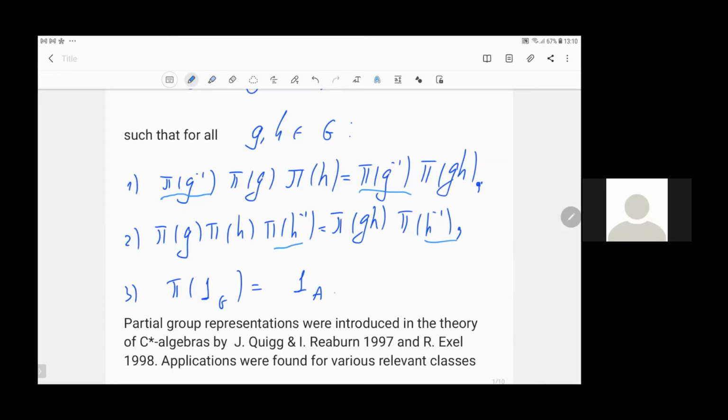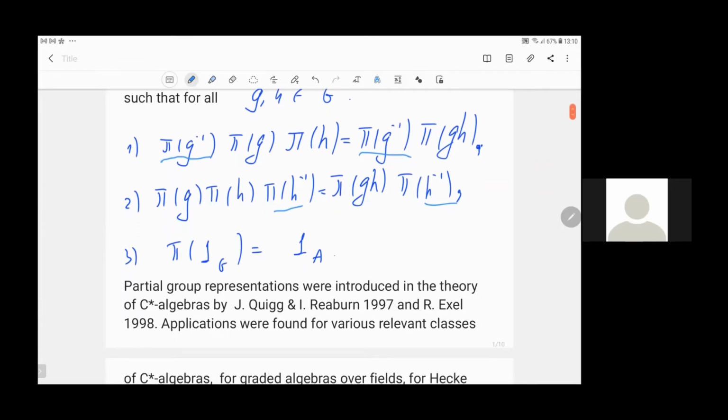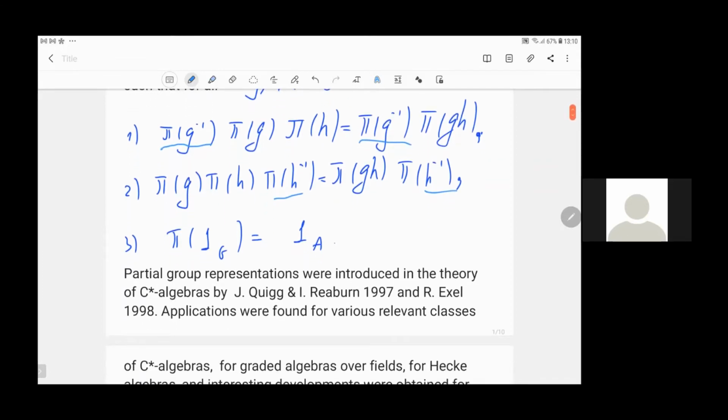And also it is unital in the sense that it sends the unit element of G into the unit element of the algebra. If you take any group, and send 1 to 1 and all other elements of G into 0, it will be a partial representation. It's easy to see. So there are plenty of partial representations, and they appeared in the theory of C-star algebras in the papers, one by Exel and another one by McClanahan.